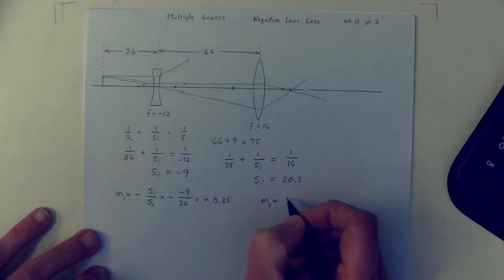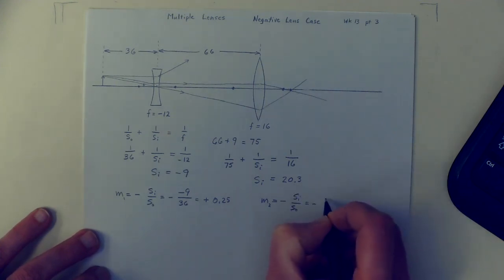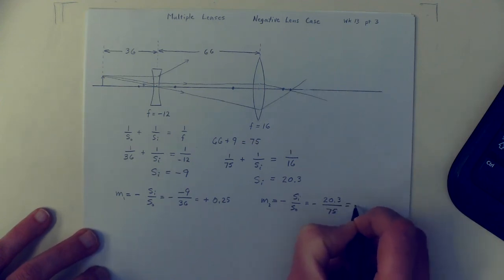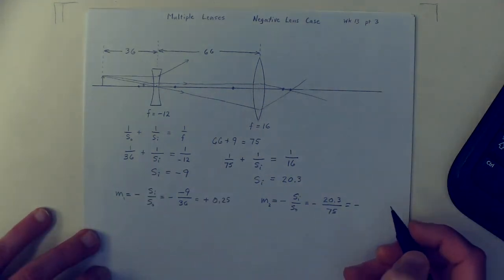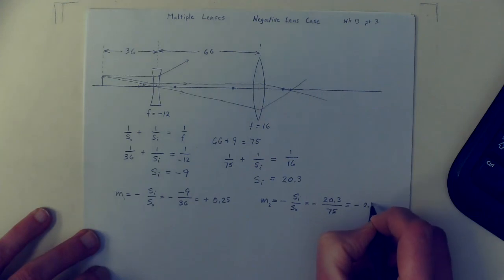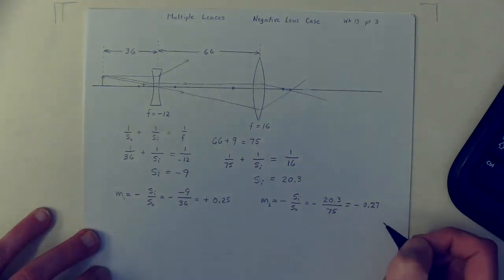For the second one, the magnification, we'll call this M1 and M2. The magnification of the second one, again, minus image distance over object distance. That's minus the image distance was this 20.3, and the object distance was 75. And so here we do have, in fact, a negative answer, and I got minus 0.27. It's just a smidgen more than 1/4, but it's negative.